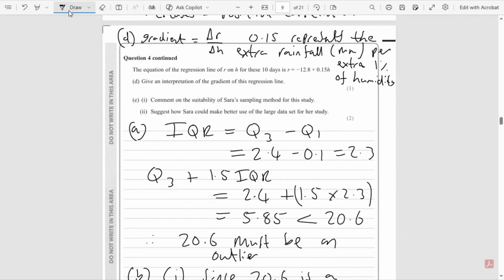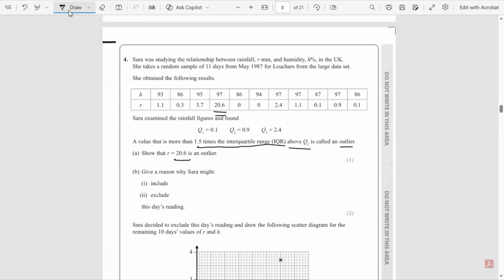Hopefully that makes sense. Now, for part E of the question, comment on the suitability of Sarah's sampling method for this study. So if we think about what she's done, if we just scroll up here, she's investigating the relationship between rainfall and humidity in the UK. Now, what has she done? She's taken a sample of 11 days in 1 month of the year in one location in the UK from the large data set. Now, really, if you're studying the relationship between rainfall and humidity in the UK, you would want to take data from different locations in the UK, not just one location, and maybe different months of the year and different years.